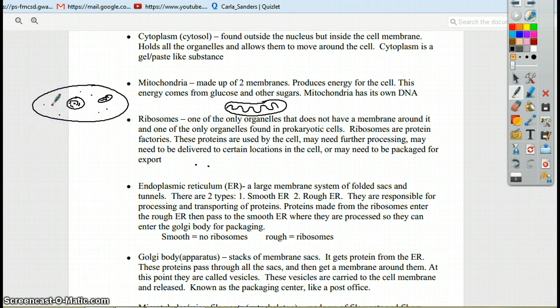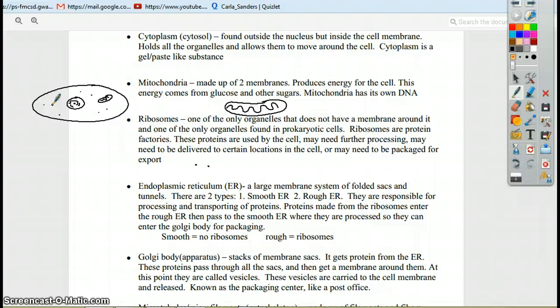Another cell part is the endoplasmic reticulum. And we're going to abbreviate it ER. It's a large membrane system of folded sacs and tunnels. There are two types, the smooth ER and the rough ER. Both of them, their job is to transport proteins. We just talked about ribosomes making the proteins, and sometimes they need to be transported to where they need to go. The ER does the transporting.